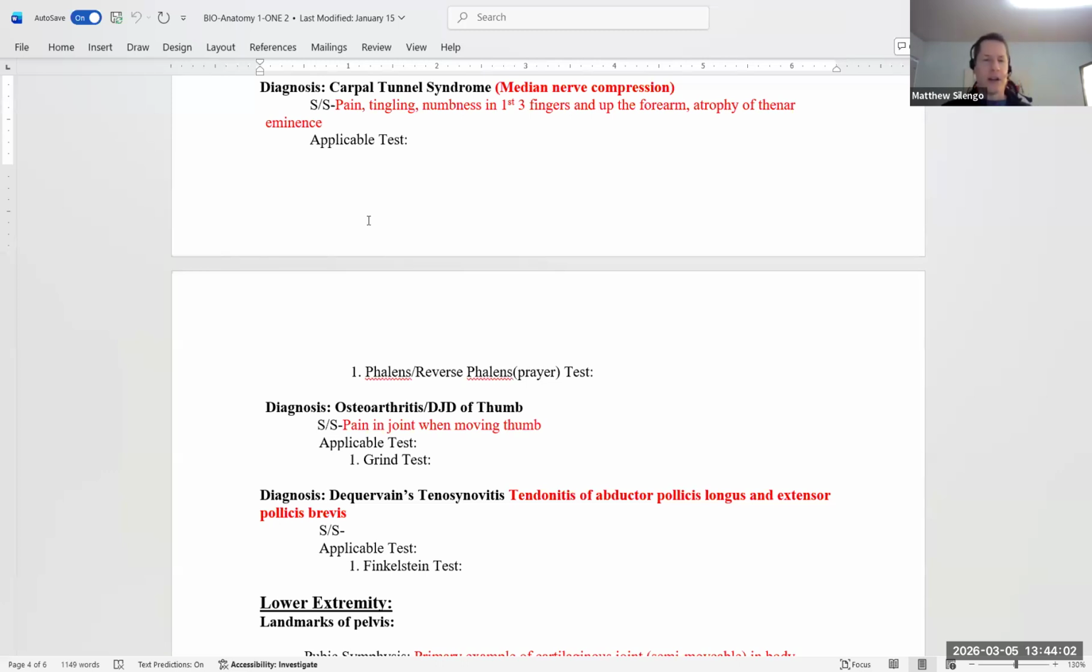And there's two tests for it, and they're very simple tests. There's Phelan's test, where you have the patient put the dorsum of their hands together like this and hold this position for 30 seconds or so. Essentially, what you're doing is further compressing that carpal tunnel by holding that position. And if they say, oh yeah, that's making it worse, that would be a positive Phelan's test indicating carpal tunnel.